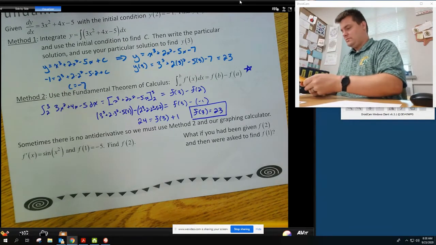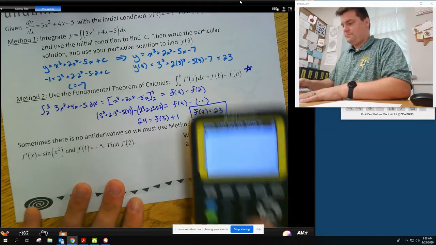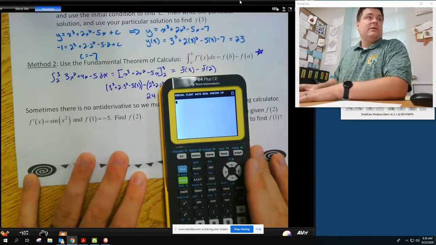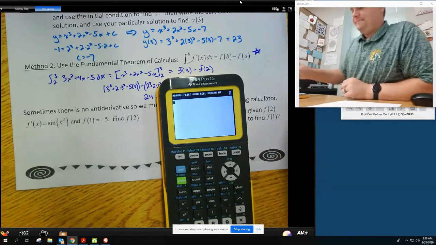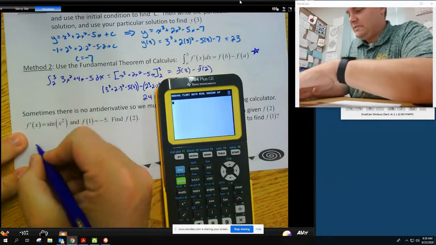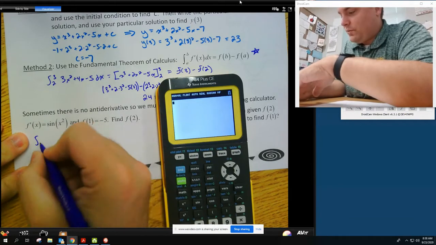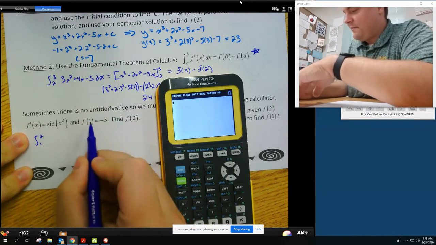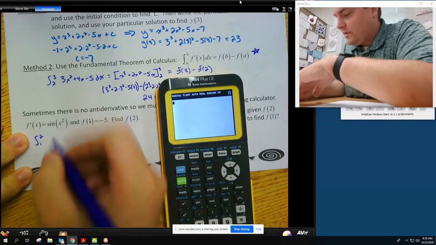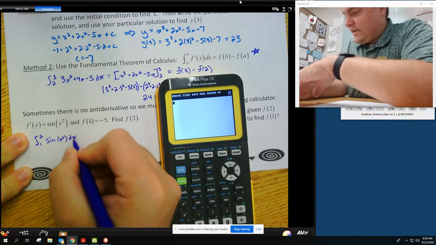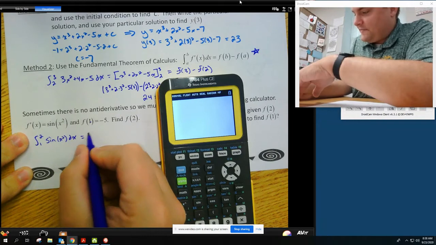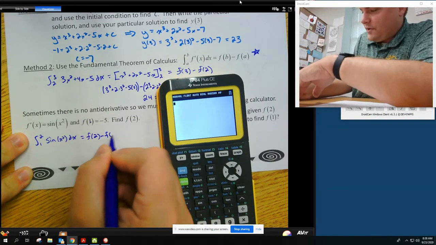Here we go. So I'm given the derivative, and I need to solve for this. So I'm going to integrate from 1 to 2, because I have 1 looking for 2, of sine of x squared dx, and that's going to give me f of 2 minus f of 1.